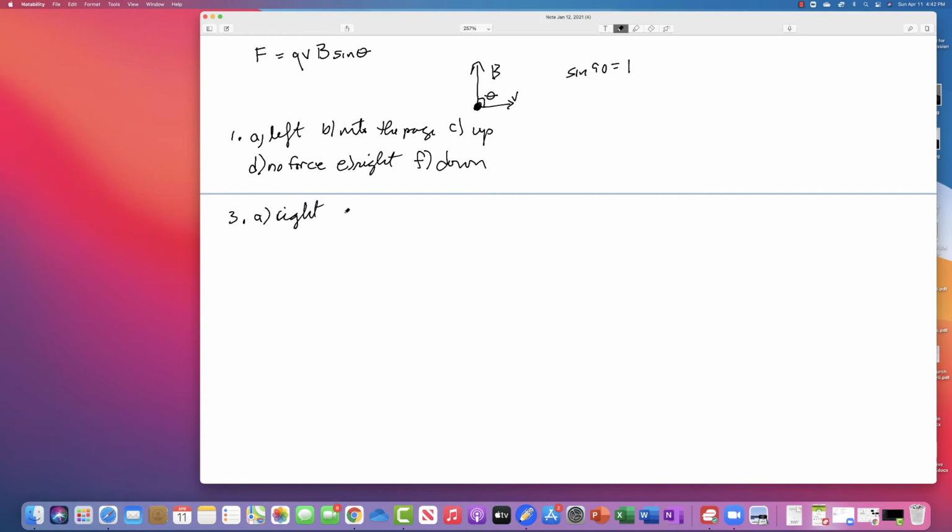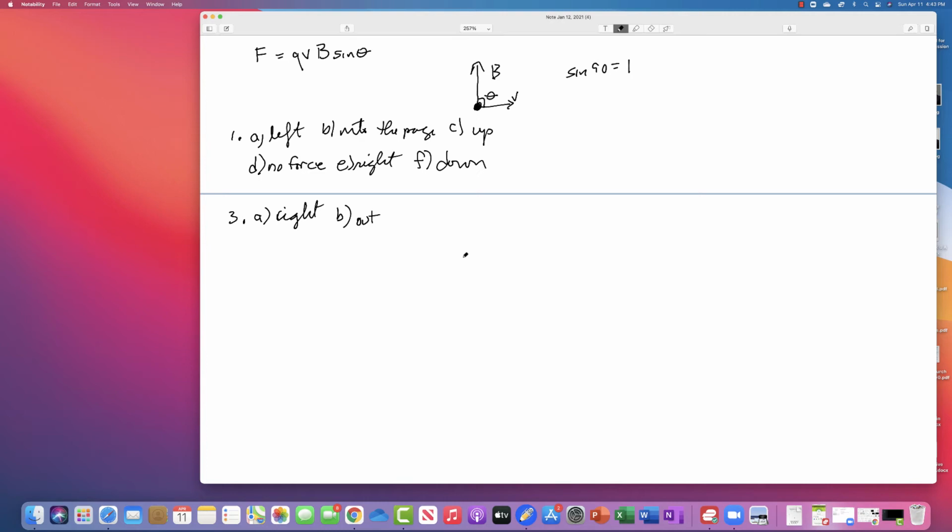It's going to be to the right. B, the force is up, the field is to the right, and so your palm is into the page, so that means it comes out of the page.